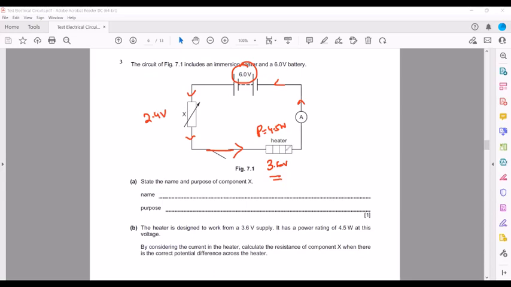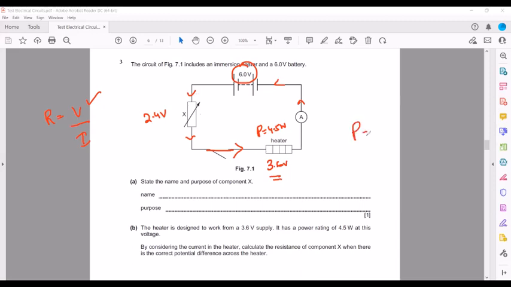In series the voltage divides. So if 3.6 is across the heater, the remaining 2.4 will be across component X, the variable resistor. Now we want to calculate resistance. Resistance is the ratio between voltage and current. We know the voltage, which is 2.4, and we want the resistance of X, but we need the current. How to get the current? If we find the current in the heater, that will be the same as the current in component X.